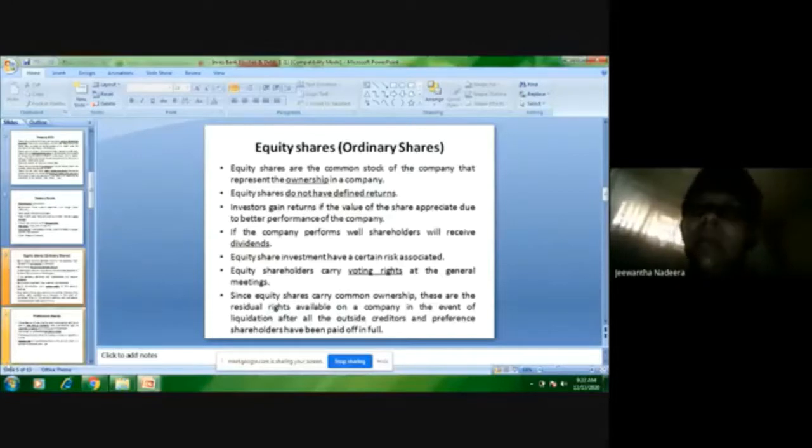Now there are no malpractices happening at this moment. It is highly regulated. The apex body is the SEC, the Securities and Exchange Commission, and below that you have the CSE. The banks' regulator is the Central Bank; the share market regulator is the SEC, the Securities and Exchange Commission of Sri Lanka. I'll be showing you how the share market functions with demand and supply and all these things.